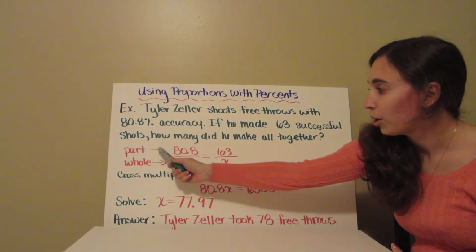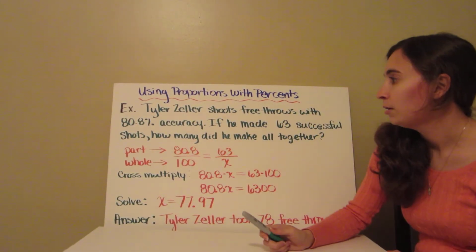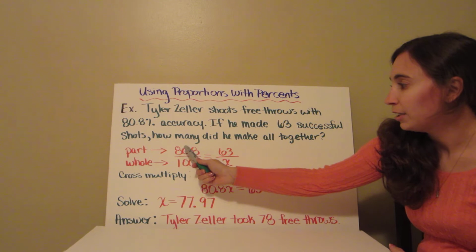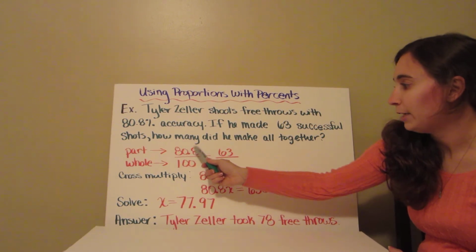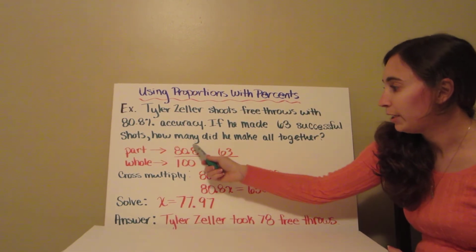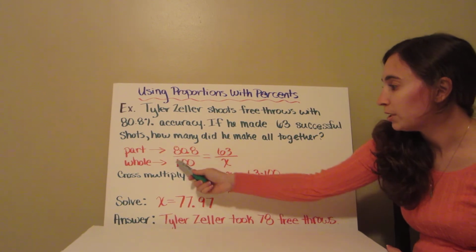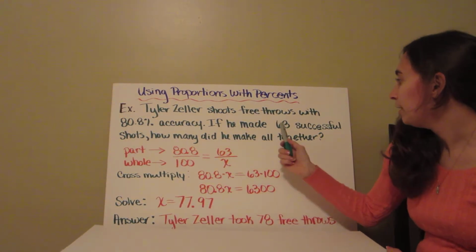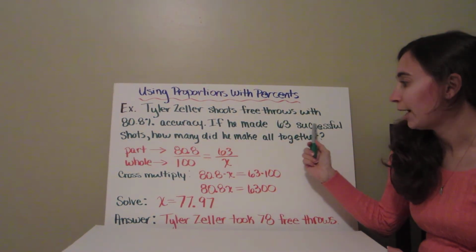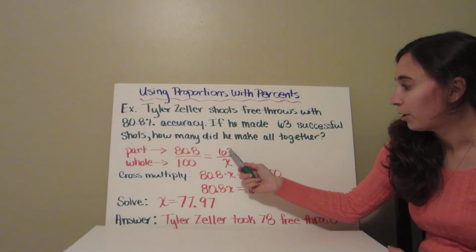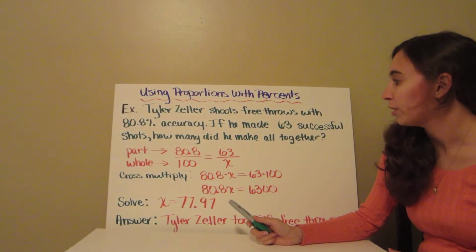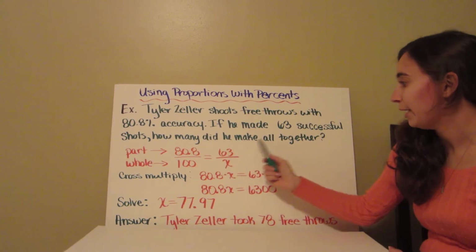So we're going to look at the part over the whole. The part is that he makes 80.8%, so 80.8 goes on the top. The whole is the 100%. He made 63 successful shots, which means 63 is the part, and we don't know what the whole is. That's what we're trying to find. How many did he make altogether? That's your whole.